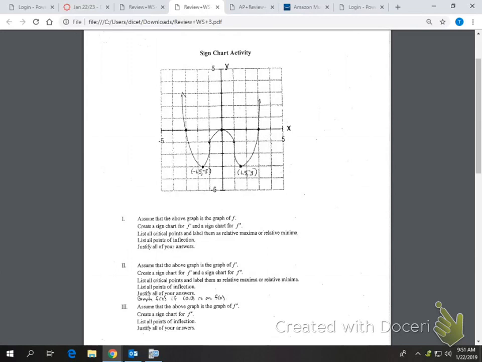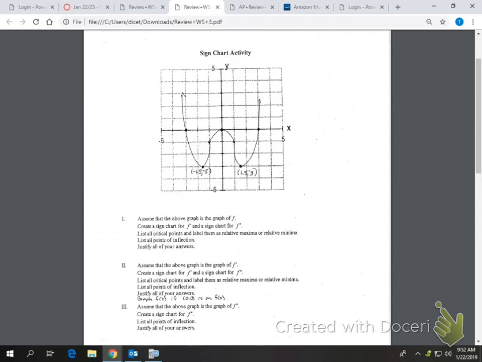Assume that the above graph is f. Create a sign chart for f prime and for the second derivative. Where do I have zeros for f prime? Negative 1.5, 0, and 1.5. Agree? Where do I have second derivative zeros? Here at negative 1, 1, and that's it. Why did I know those second derivatives were 0 there? They changed concavity. Those are points of inflection.